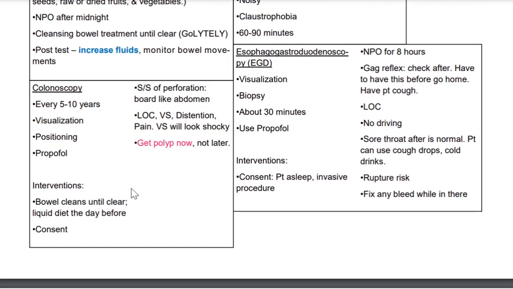Colonoscopy. I talked a little bit earlier about a colonoscopy. Remember, it just visualizes the large intestine, or the colon. The whole large intestine is called the colon. And so usually they recommend every 5 to 10 years for a colonoscopy, unless there's a problem, and then they might do it sooner, depending. But what it allows them to do is go in and visualize the colon and what they're looking for.